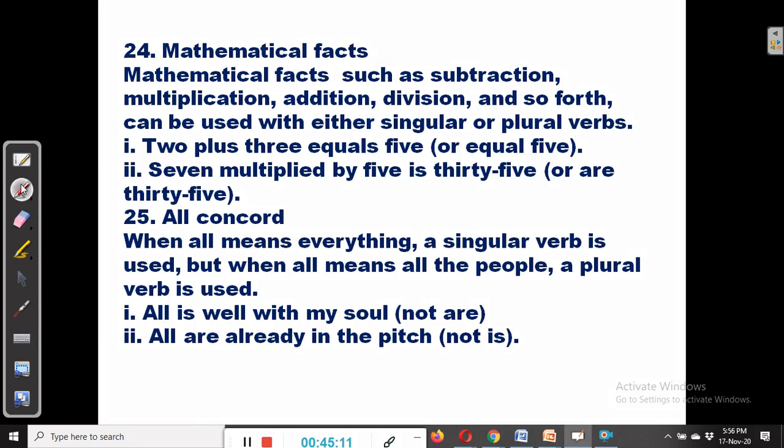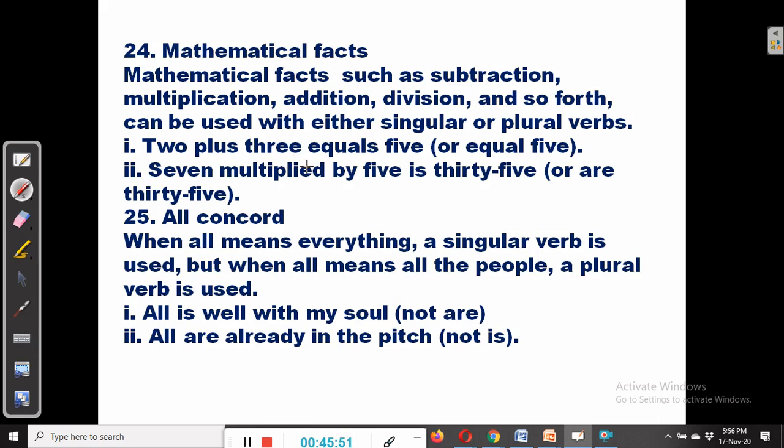And so we are looking at rule number 24, and it has to do with mathematical facts. Mathematical facts such as subtraction, multiplication, addition, division, and so forth can be used with either singular or plural verbs. Of course, you have an option here. You can say 2 plus 3 equals 5. And you can also say 2 plus 3 equals 5. You can say 2 plus 3 is 5. You can say 2 plus 3 are 5.